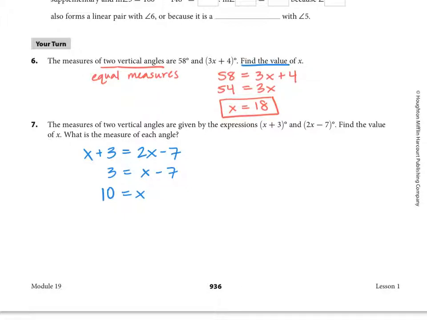The question here does not say find the value of x. Remember, number 6 told us to do that. Number 7 says what's the measure of each angle. If x equals 10, then x plus 3 is going to be 13 degrees. Remember, they're both equal. But if we just work it out, 2 times 10, since x is 10, minus 7, that is going to be 13 degrees.